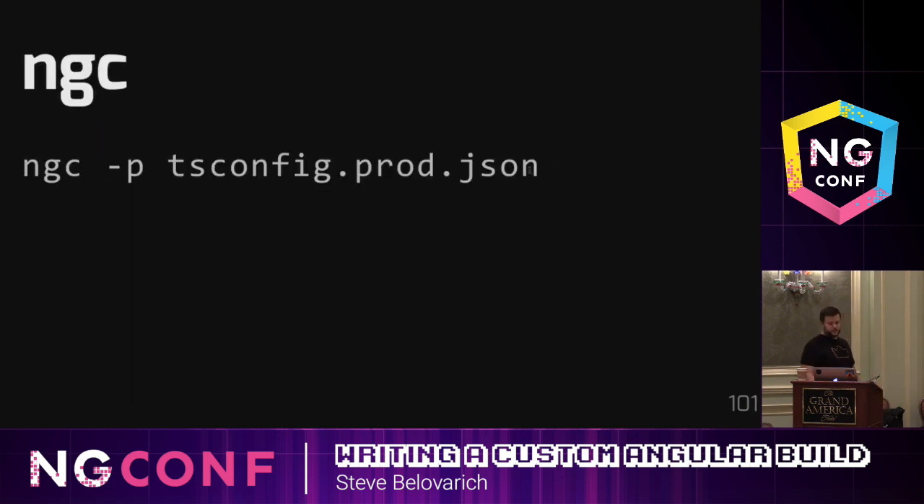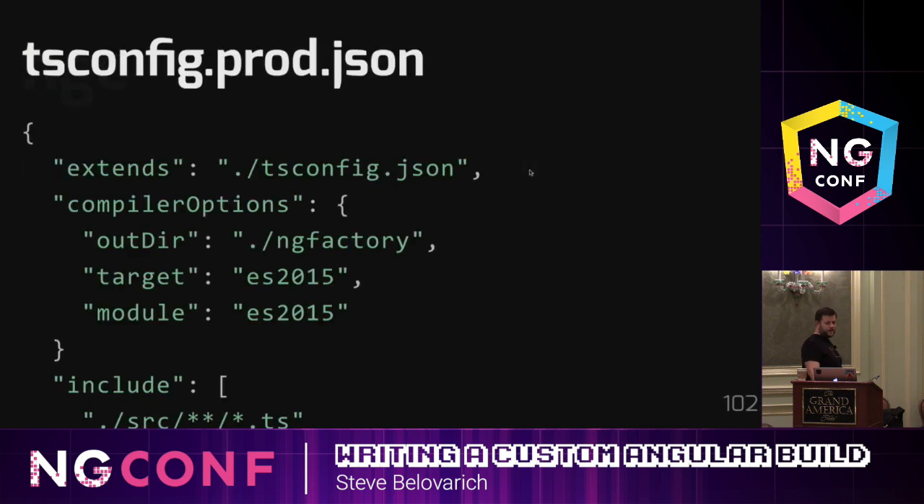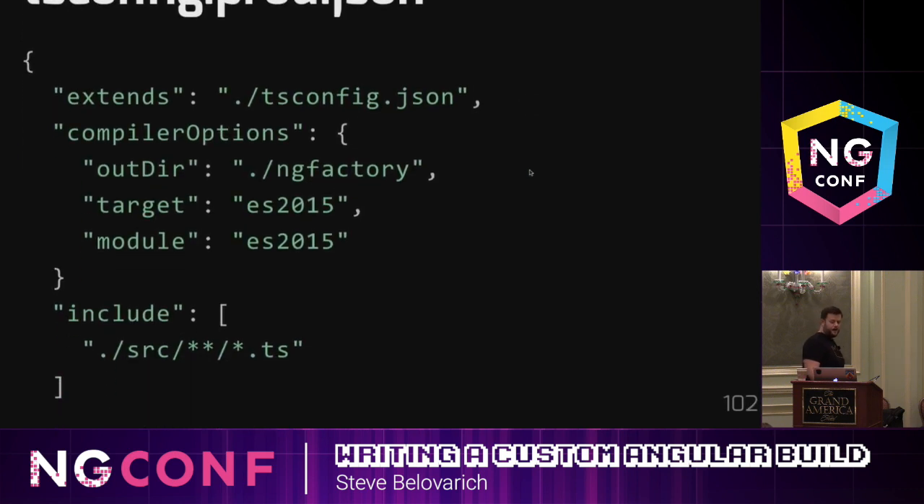NGC is going to use the tsconfig.prod, which extends tsconfig. It has an out directory of ng-factory instead. Instead of targeting ES5 and CommonJS modules, we're now targeting ES 2015 modules. And we are using the ES 2015 module pattern. Closure compiler is good at both.